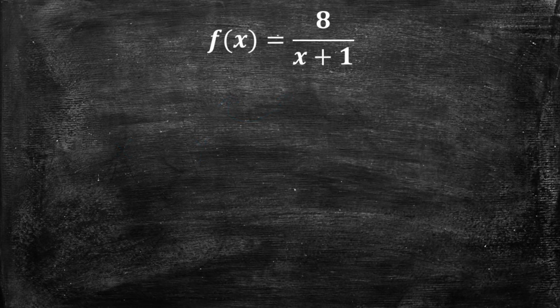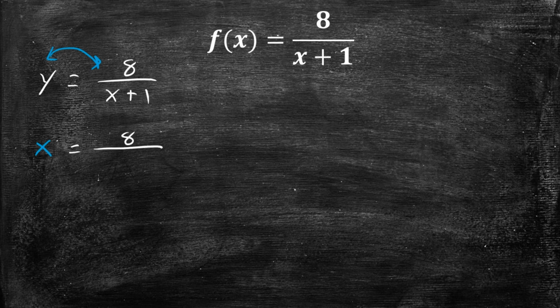Example number 2, we have f of x is equal to 8 over x plus 1. So we're going to begin the same way. We're just going to change the f of x and write down y is equal to 8 over x plus 1. And from here, we change the y and the x locations. So when we do that, we get x is equal to 8 over y plus 1.